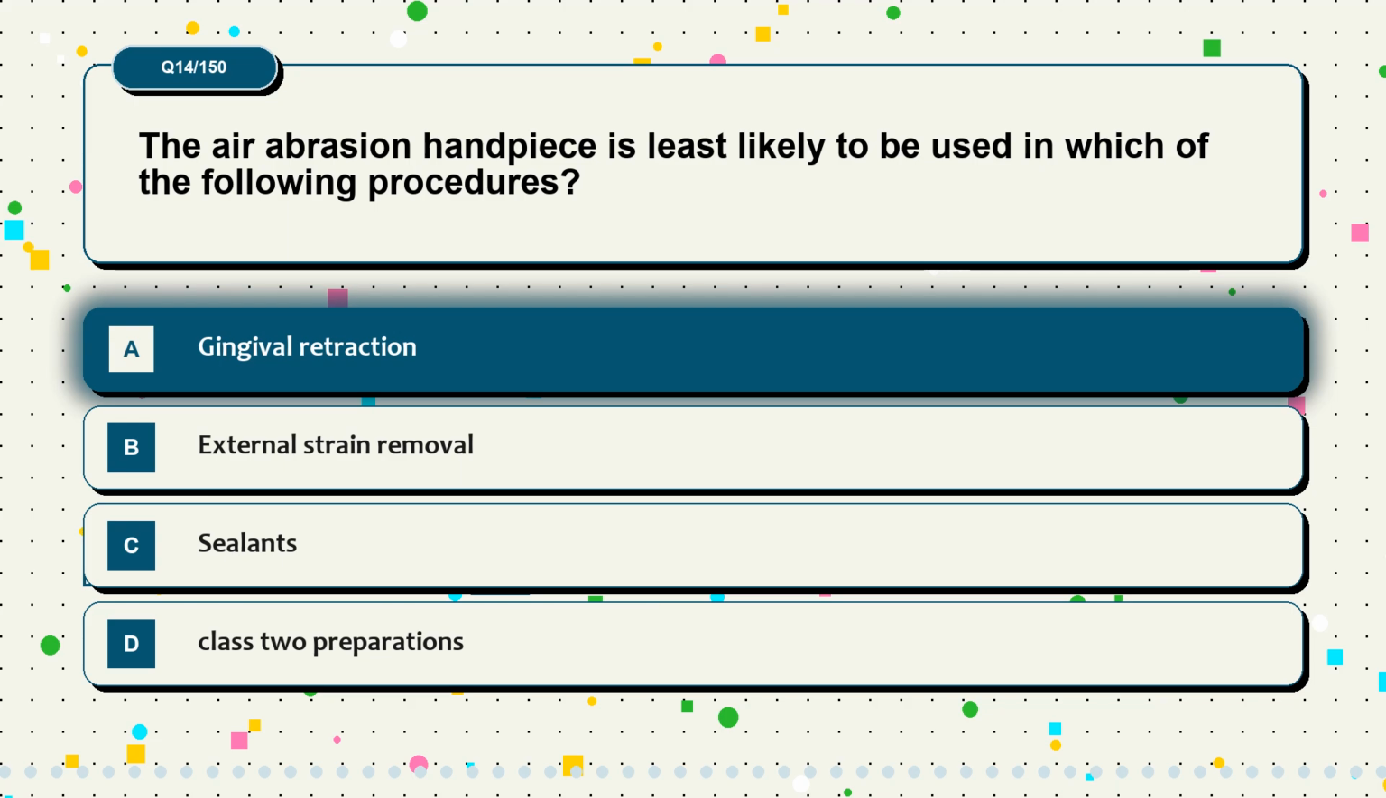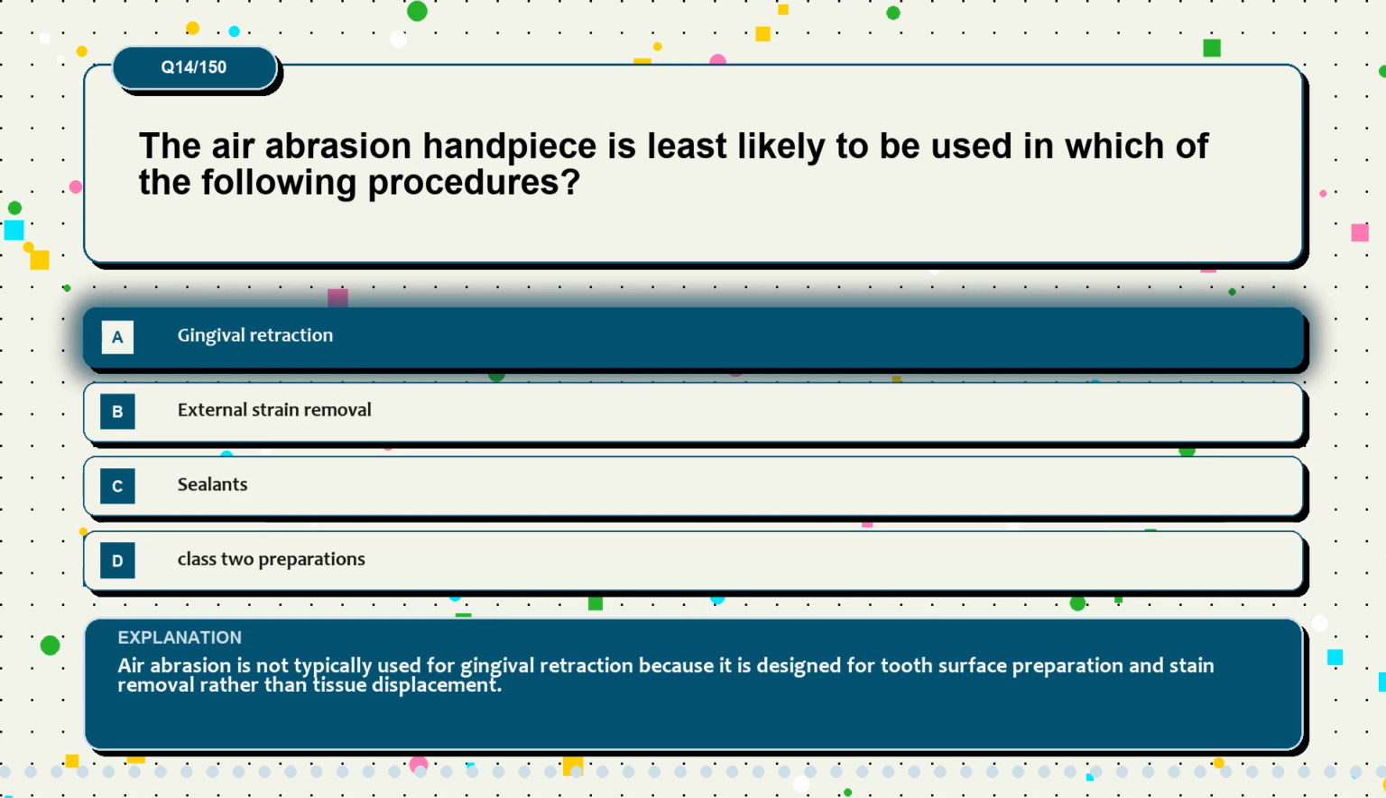The correct answer is option A, gingival retraction. Air abrasion is not typically used for gingival retraction because it is designed for tooth surface preparation and stain removal rather than tissue displacement.